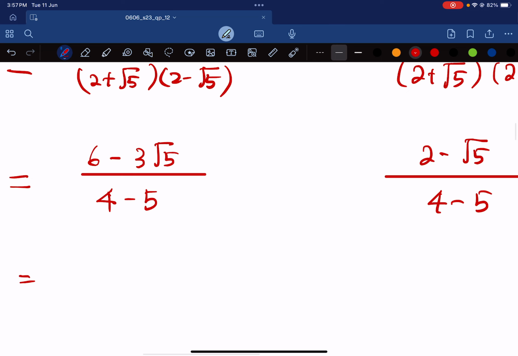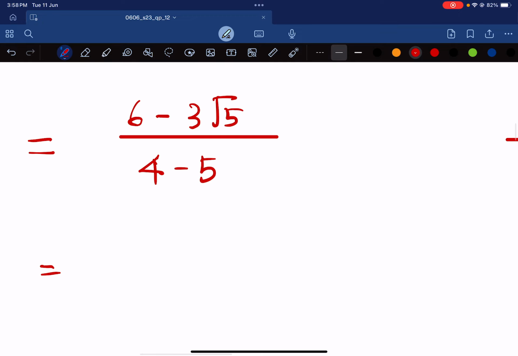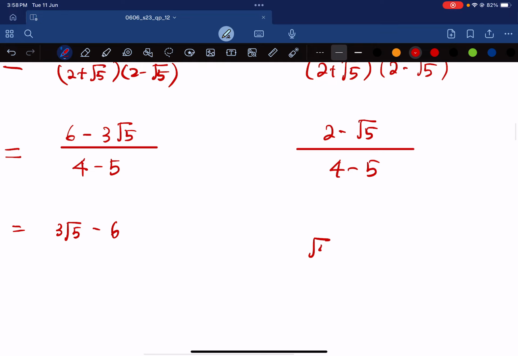So when the denominator is negative, we are dividing or multiplying by a negative. For a two-term polynomial, the order will change, right? We have a minus b times a negative, it becomes b minus a. A minus b divided by a negative still becomes b minus a. So the order will change when you have two terms, the a and b swap with each other. So this would be 3√5 minus 6. This would be √5 minus 2.